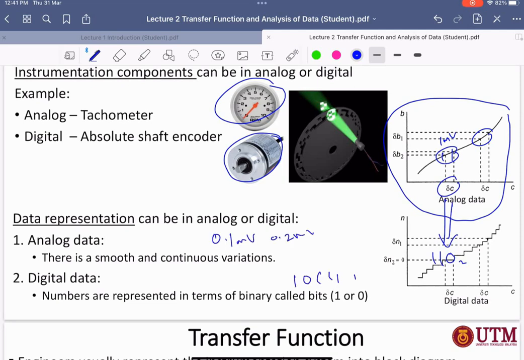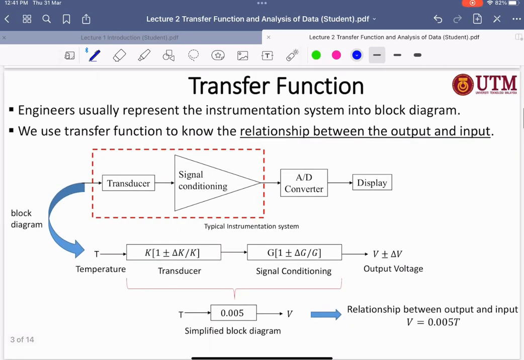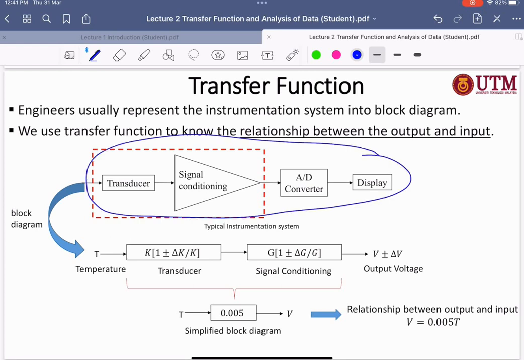Alright, so transfer function just means that when we have instrumentation, we would like to simplify it into a simple block diagram so that at the end you get the relationship between the output and the input. For example, if you want to measure temperature, it will have a voltage output. So you want to know the relationship between voltage and temperature. This is what we call the transfer function.